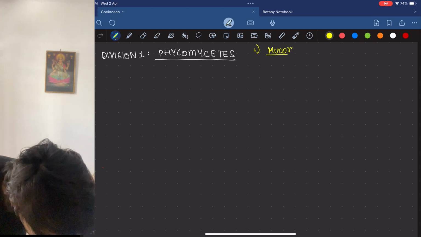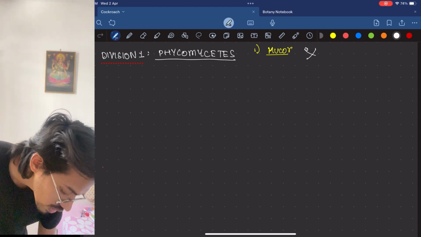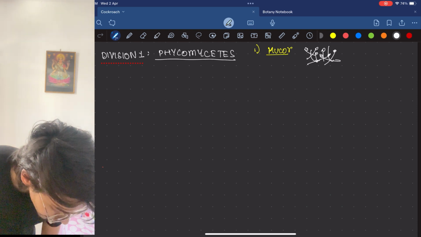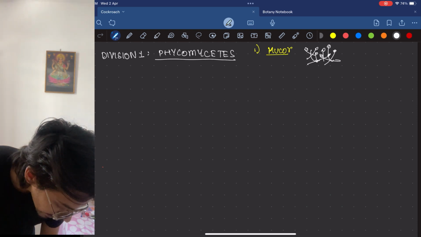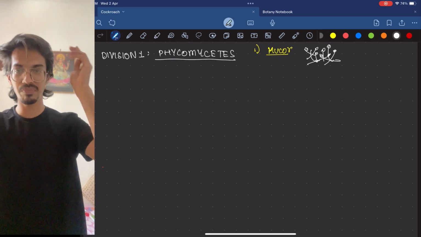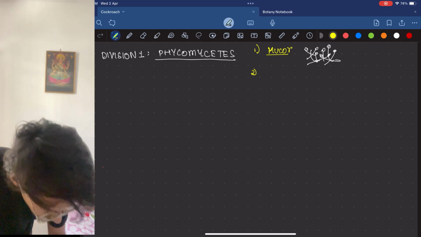So in the examples, number 1 is Mucor. And the Mucor diagram is given. It is a white kind of hyphae that are seen. Okay, so this kind of diagram is given. Probably it won't be asked to you, because if they paste this diagram in the paper, nothing will be shown in their question paper. So it won't be coming.